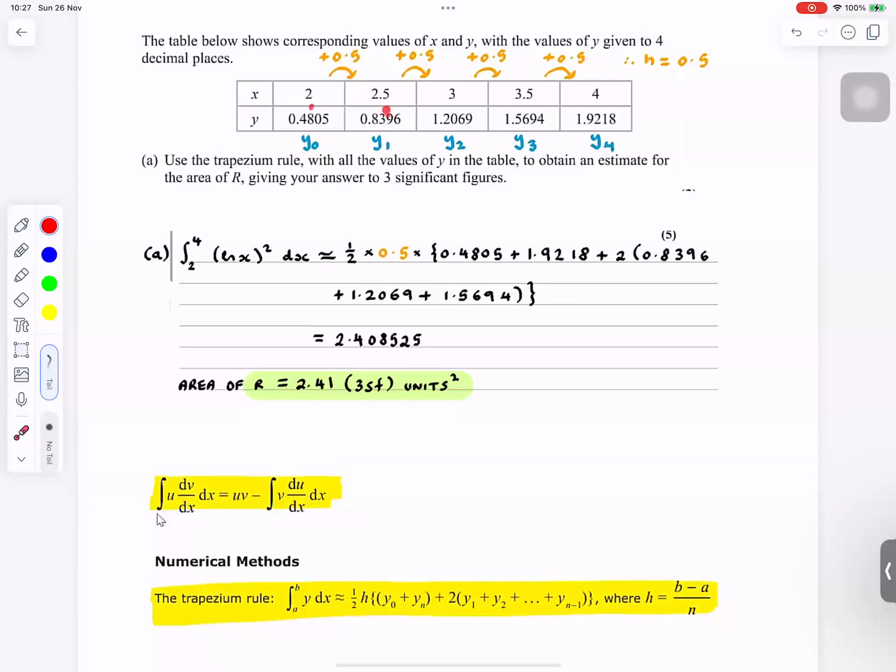You divide it: 1, 2, 3, 4, 5. So there's 4 strips. And then you substitute the values for y0, yn, and the rest, and that gives you 2.41. And that's the formula for the trapezium rule at the bottom there.